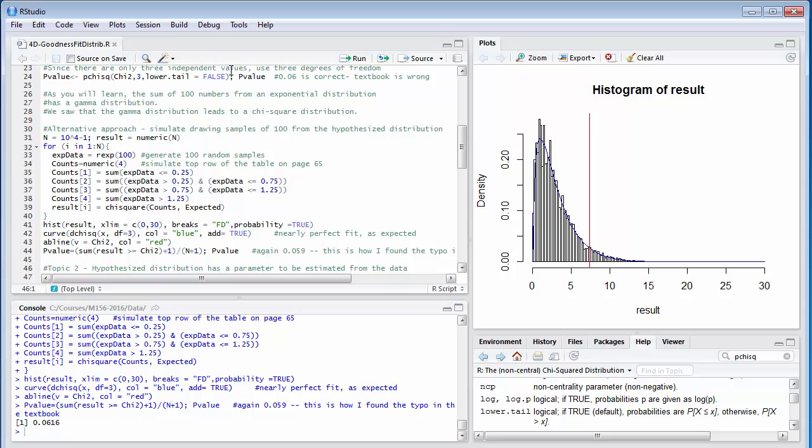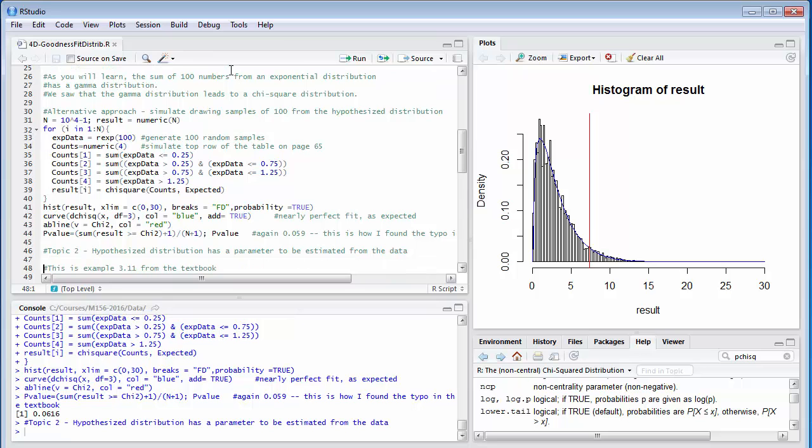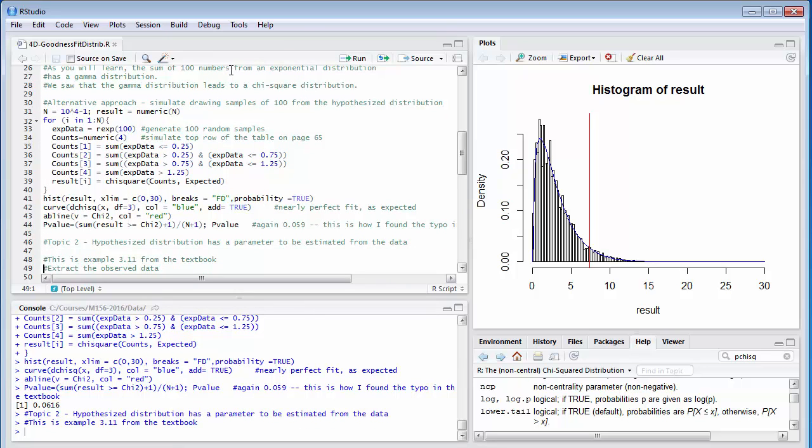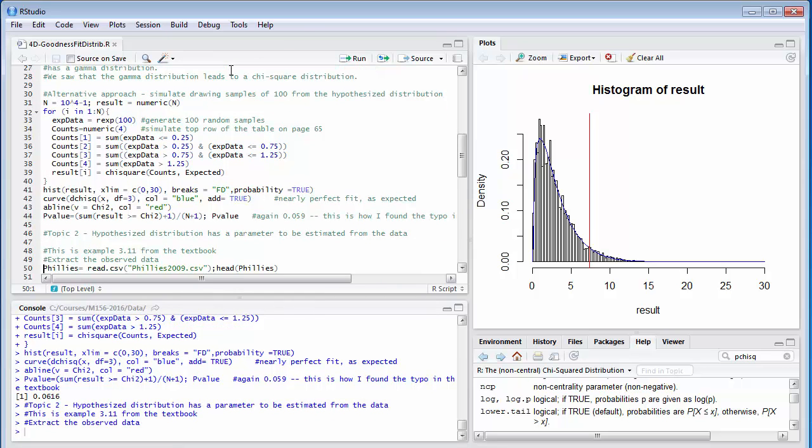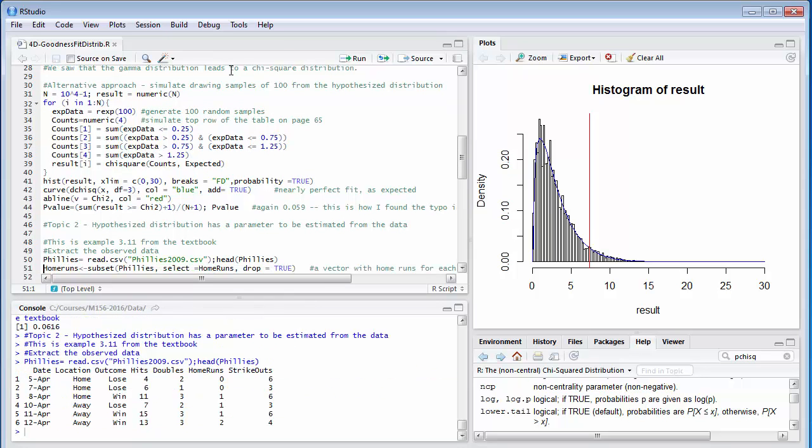Now, in that case, the assumed distribution was totally specified, no free parameters. This next topic, which is much more interesting, is example 3.11. It's based on baseball. And we're going to read in a CSV file to create a data frame about the Philadelphia Phillies in the year 2009 with the outcome of every game.